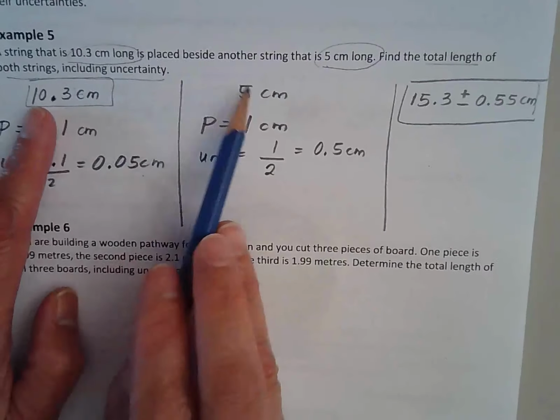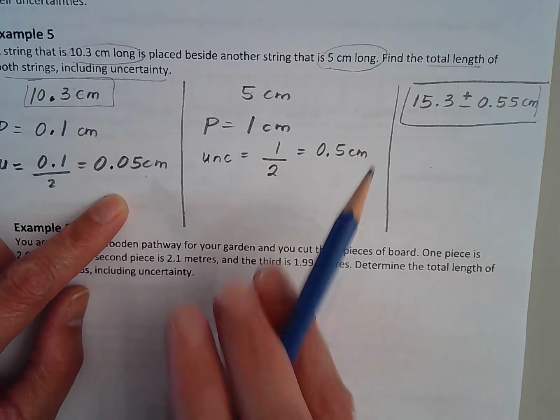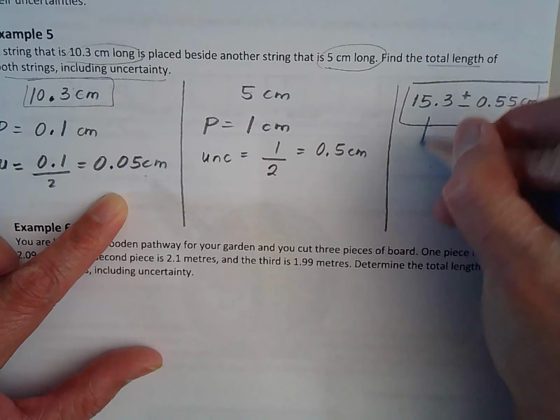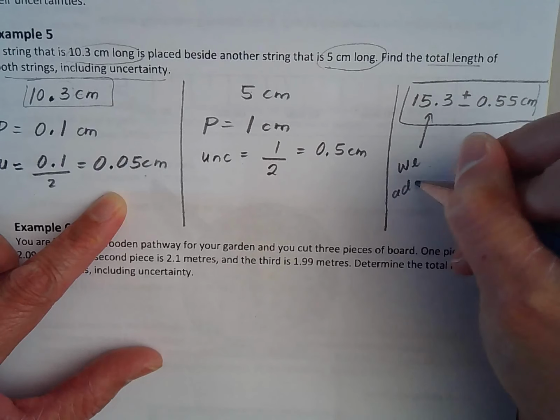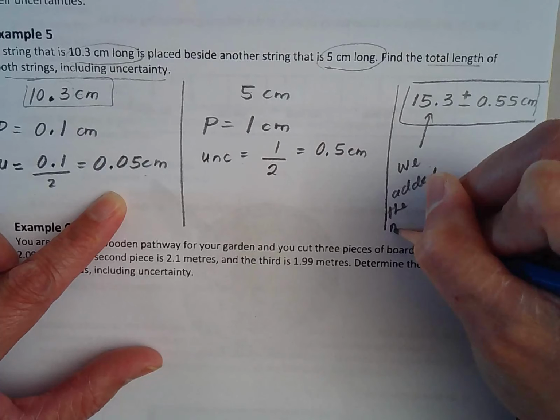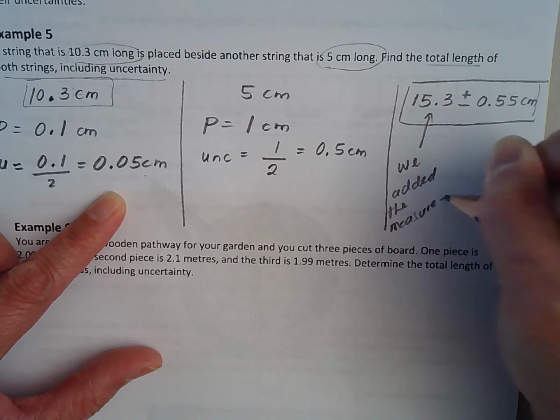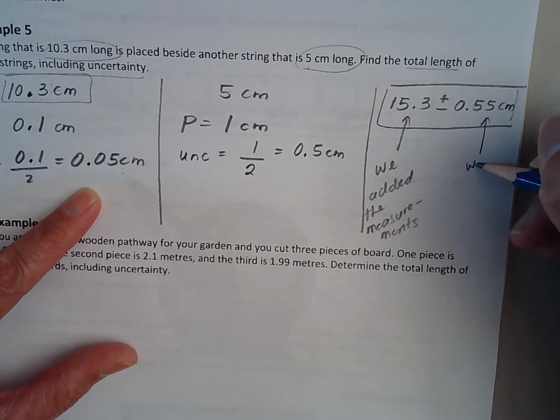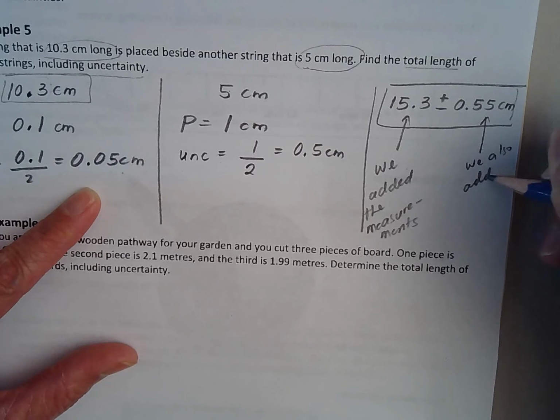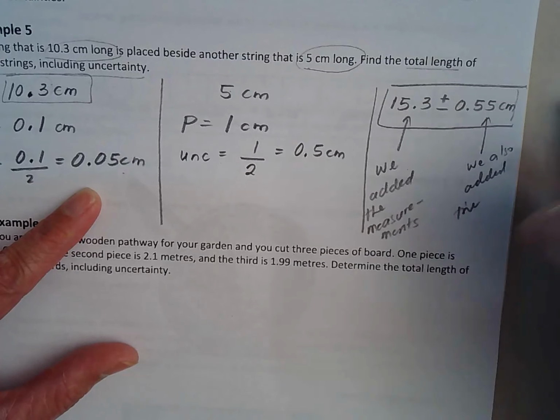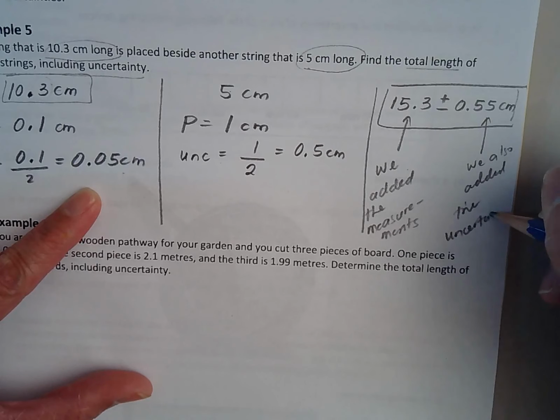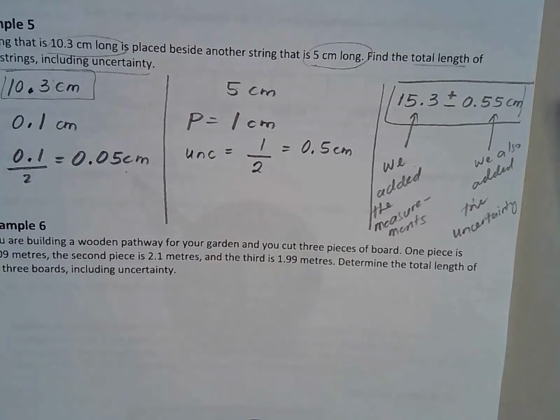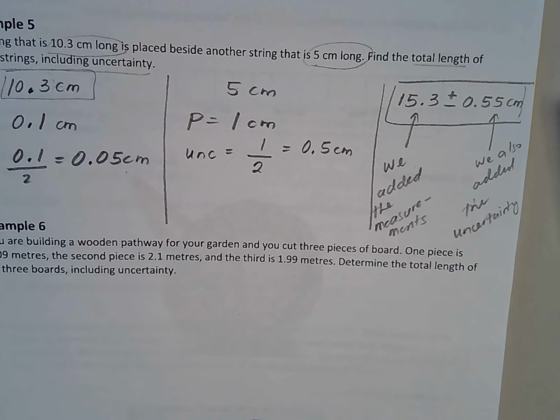So we added the measurements, and then we also added the uncertainty, or uncertainties. Okay, so far so good.